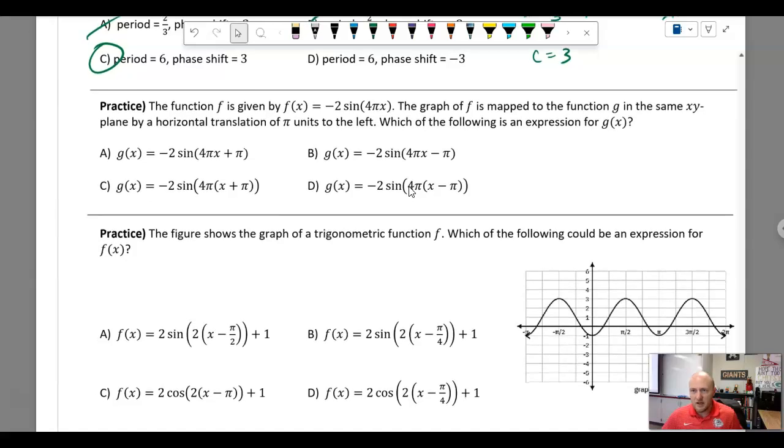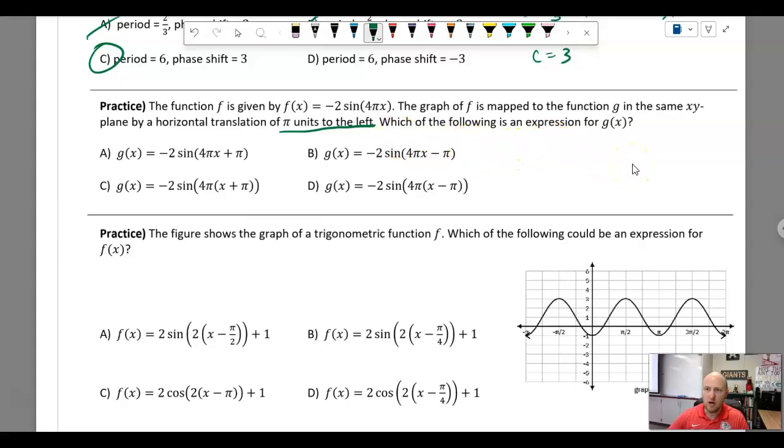Okay, kind of more of the same, but this one is worded a little bit differently. They say the function f is given by f of x equals -2 sine of 4 pi x. The graph of f is mapped to the function g in the same xy plane by a horizontal translation of pi units to the left. Which of the following is an expression for g of x? So I'm going to ask you to pause me, and then I'll show you the solution in a second.